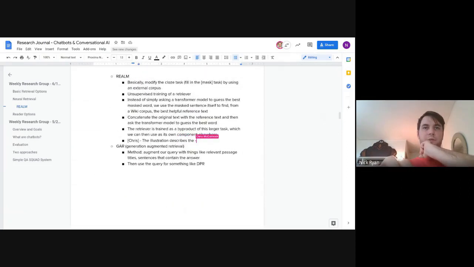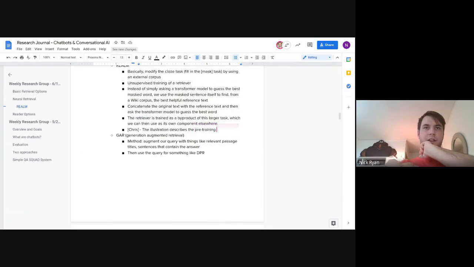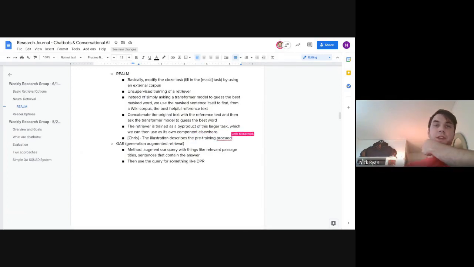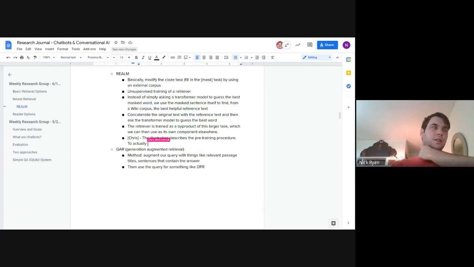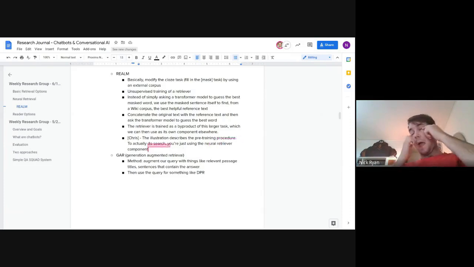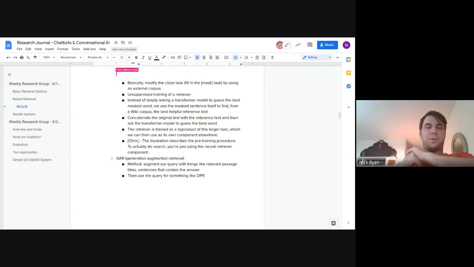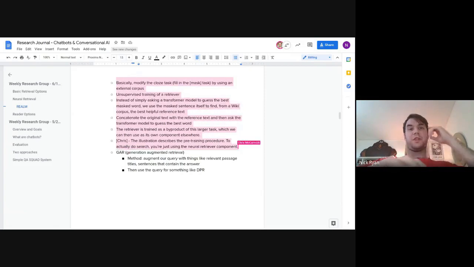All right, and the last one I have here is GAR, Generation Augmented Retrieval, and it's similar. I'm really hazy on the details of this. I can't really understand how it works, purely because there's one paper and not much more information, so I'll have to really dig in to figure out what they're doing here.